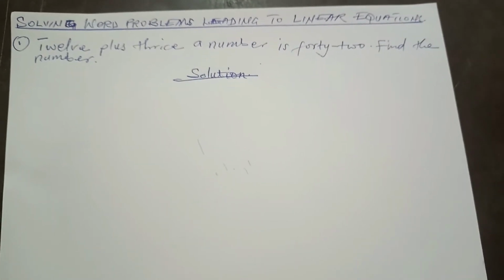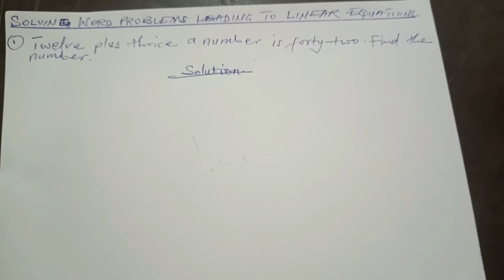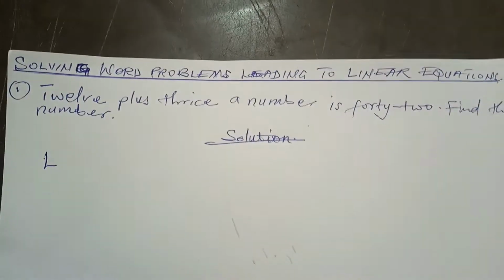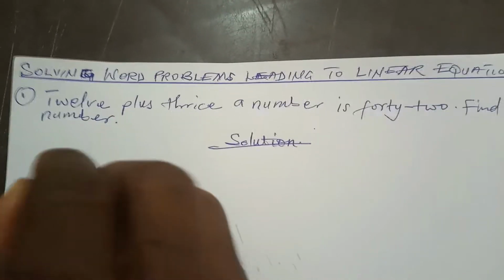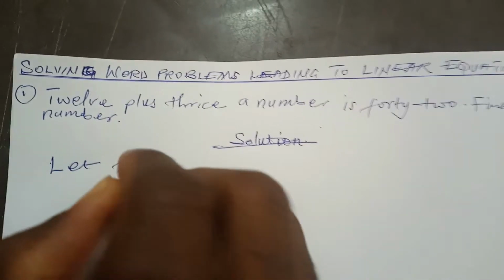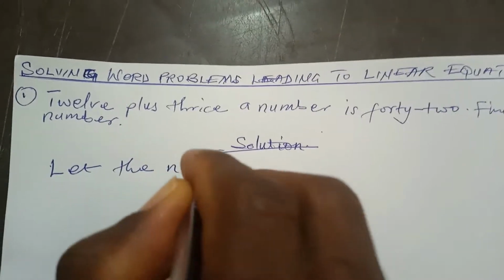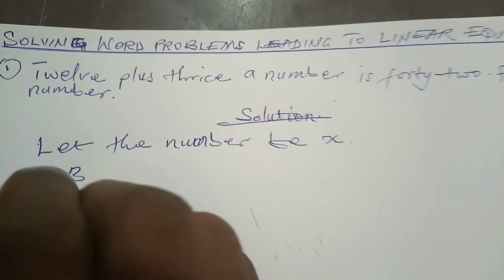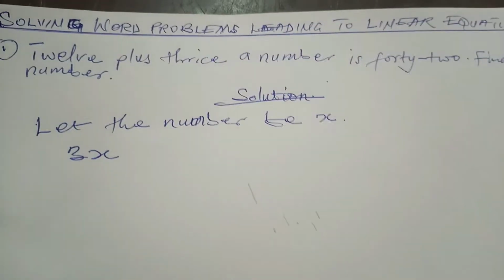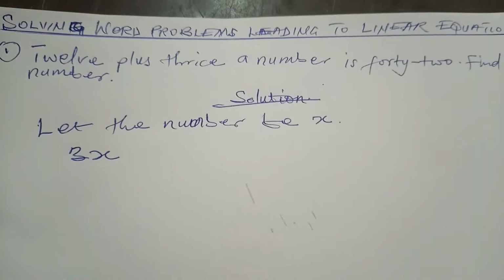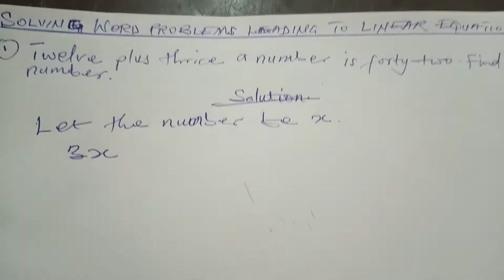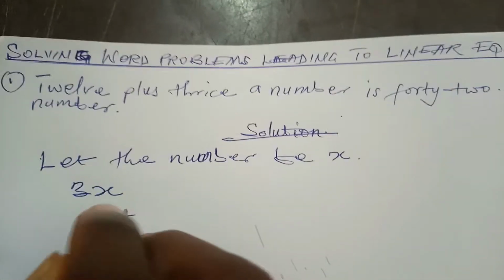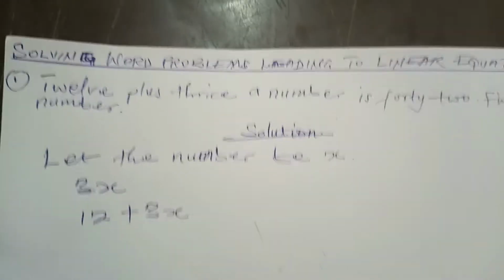We take question 1 now. 12 plus thrice a number is 42. Find the number. First, let's let the number be x. So thrice the number is 3x according to the last video. Then they say 12 plus thrice a number. So that will give us 12 plus 3x.